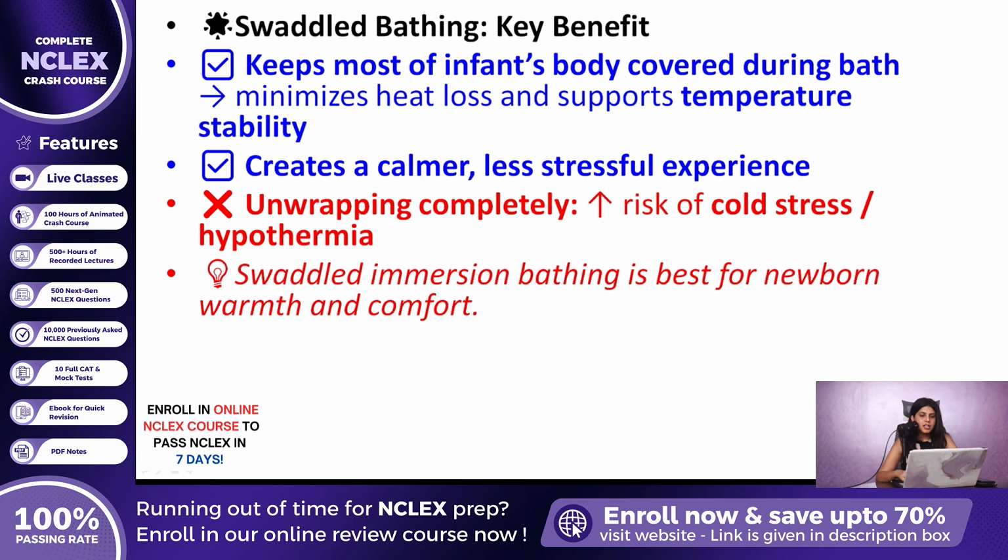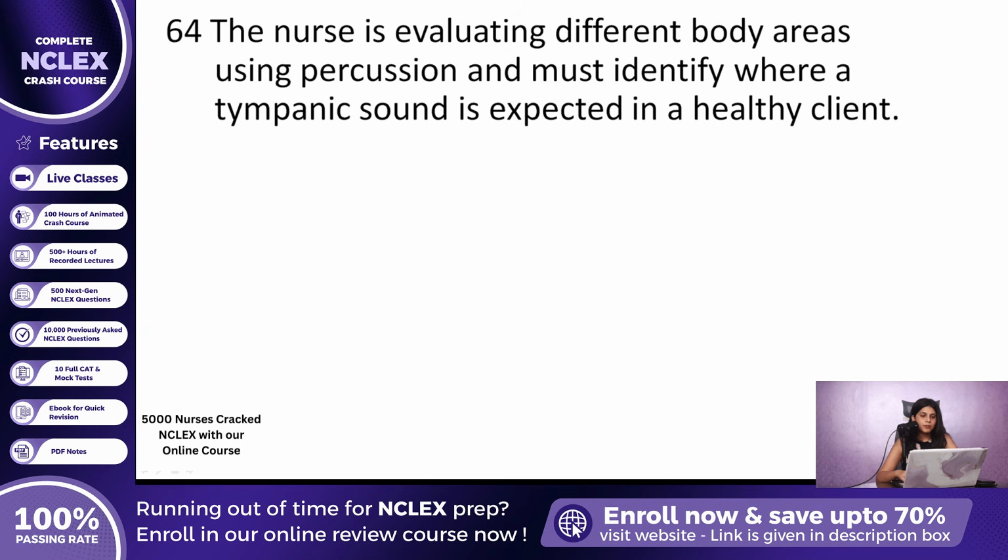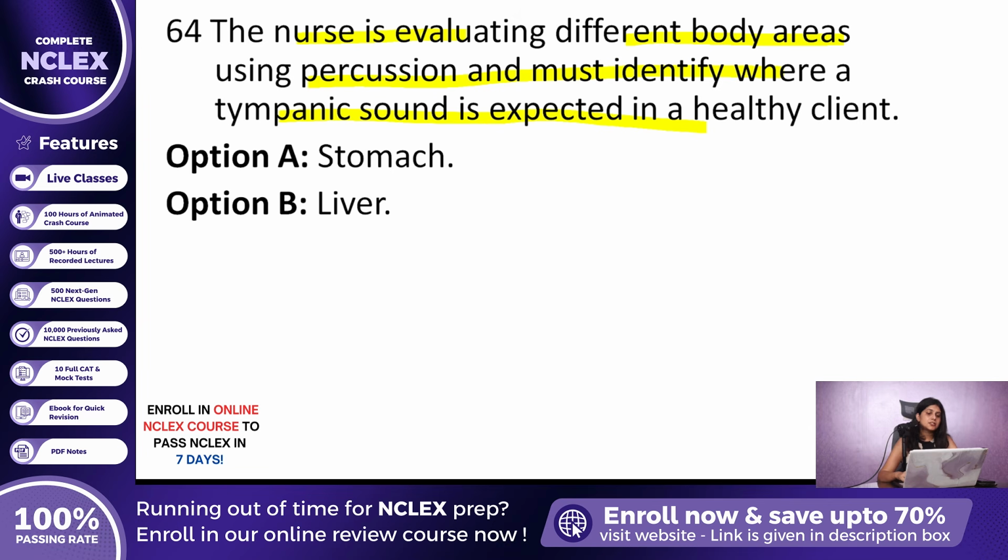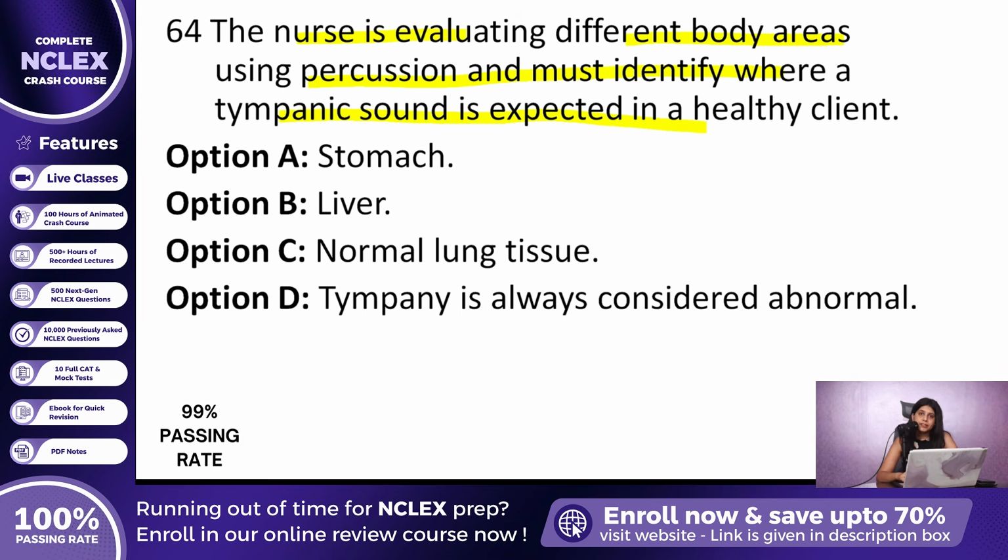Question 64. Let us now review percussion findings during physical assessment. The nurse is evaluating different body areas using percussion and must identify where a tympanic sound is expected in a healthy client. The options are: Option A, stomach; Option B, liver; Option C, normal lung tissue; Option D, tympany is always considered abnormal. The correct answer is Option A, stomach.